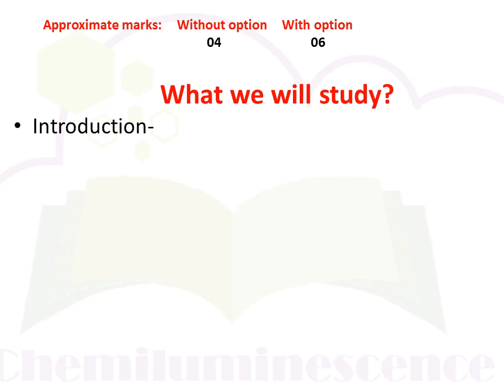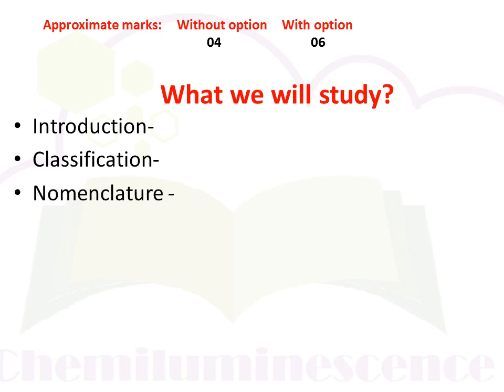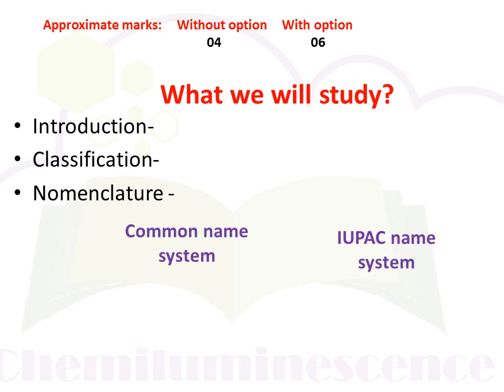First we will study the introduction of halogen derivatives, then classification of halogen derivatives, then nomenclature of halogen derivatives. There are two systems by which names of organic compounds are decided. The first one is the common name system and the next one is the IUPAC name system. We will study both of them. Then next we will study methods of preparation. In this we will study different methods of synthesis of halogen derivatives.